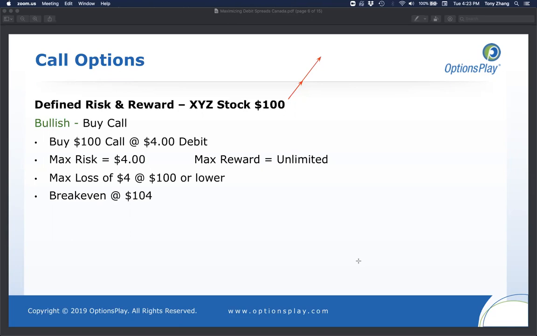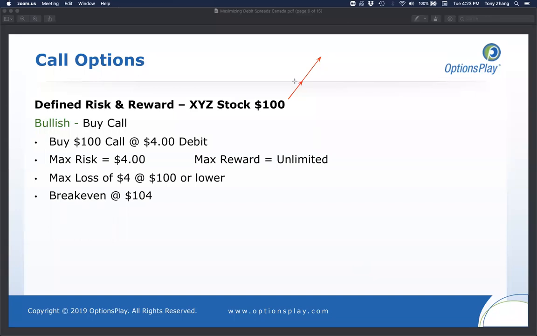You get to control a $100 stock with just $4. You get unlimited upside, and the catch to all of this is that the stock really needs to move from 100 to 104 just for your strategy to break even. So you really have to expect this stock to move to 106, 107, 110 in order for this strategy to really be worth your while.